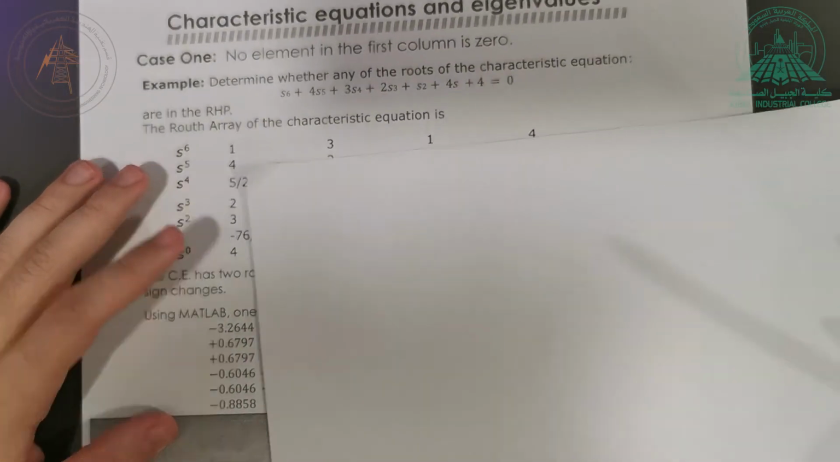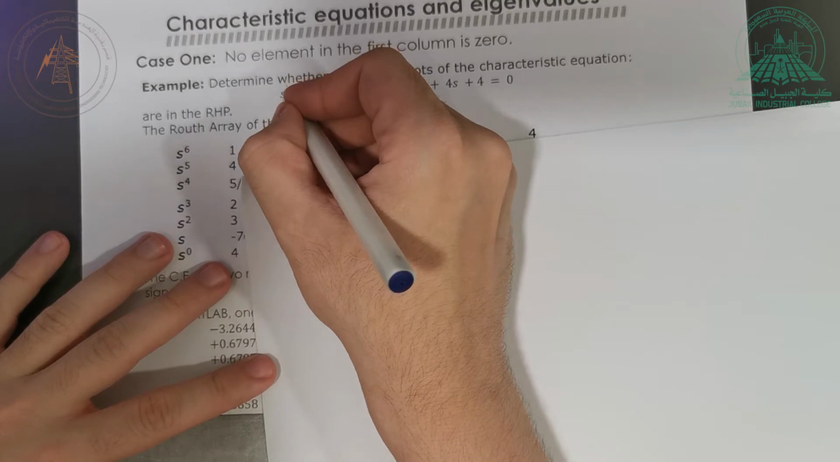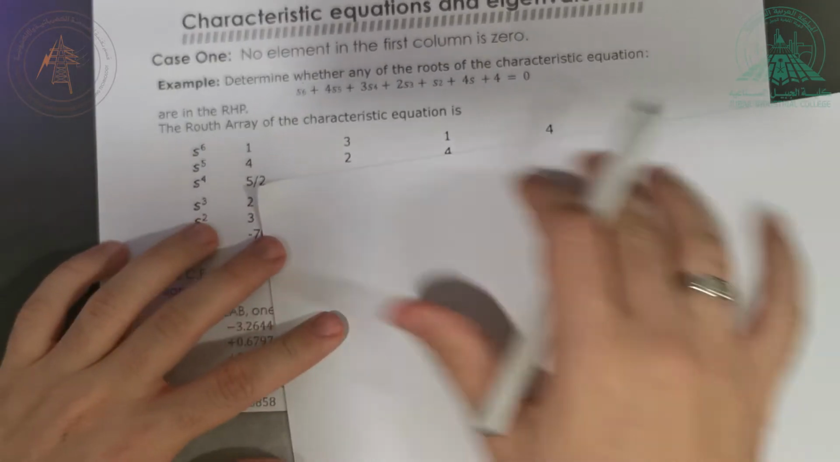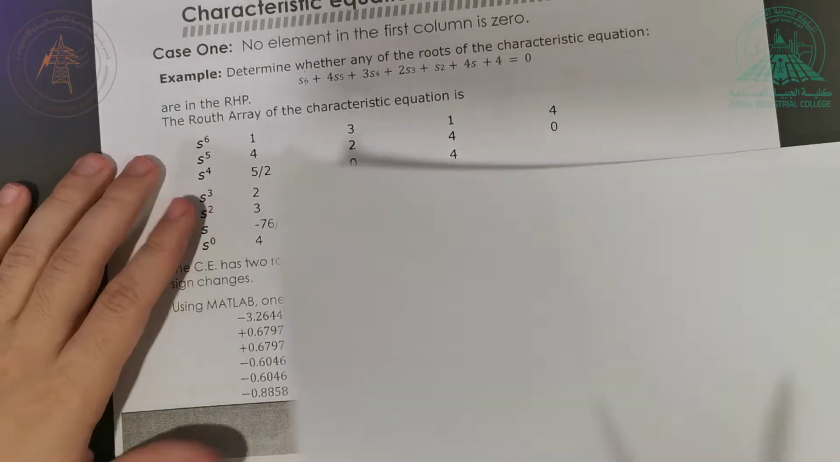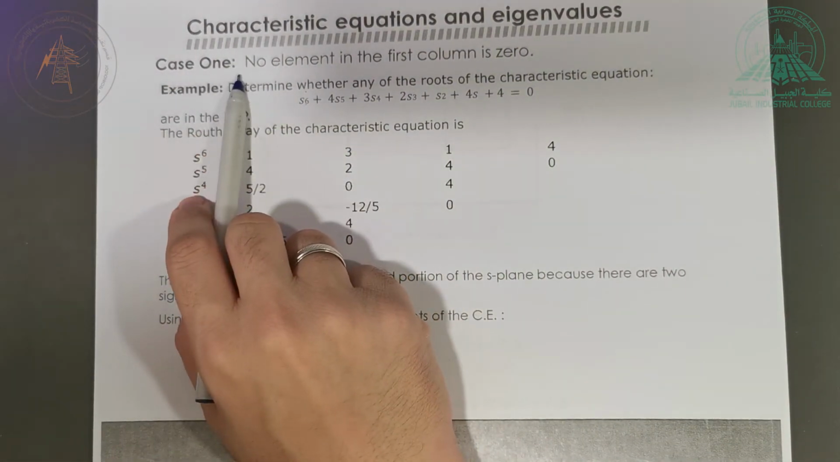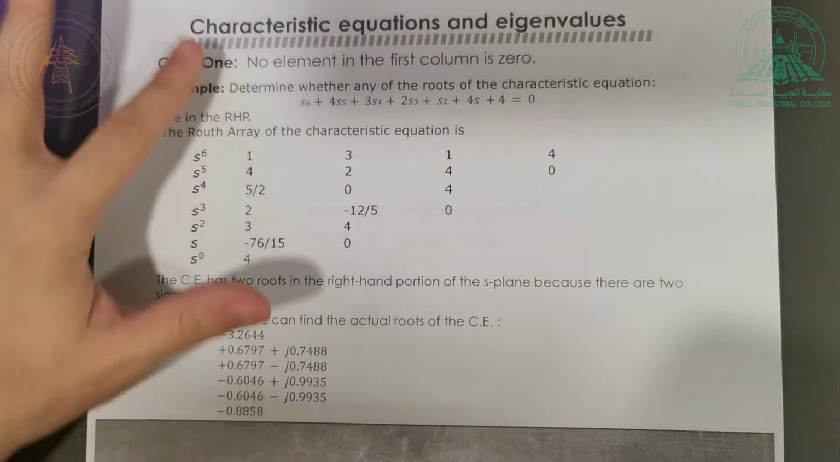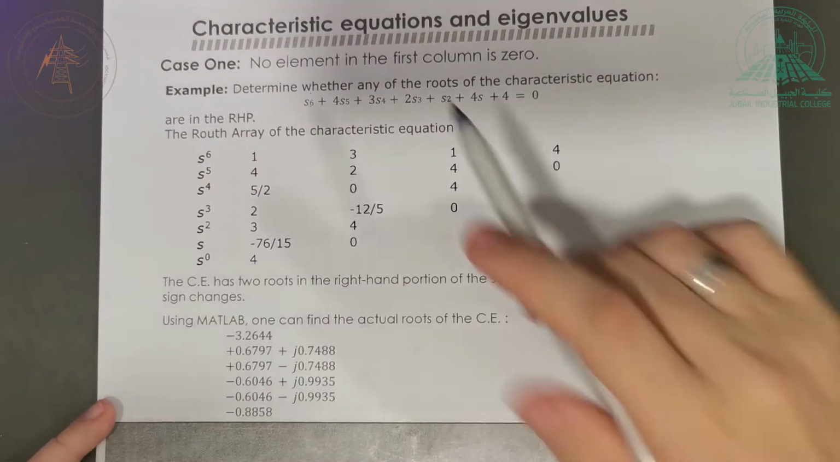Okay. So yeah, this is actually a mistake here. These all are powers. What does that mean? Now look, let's just get this out of the way, then I'm going to explain it. The first case is no element in the first column is 0. We'll see what this case means. Now let's read the example together.